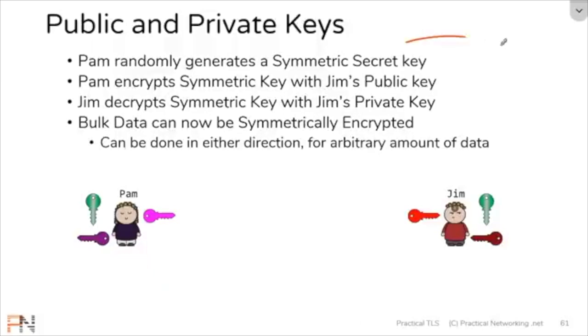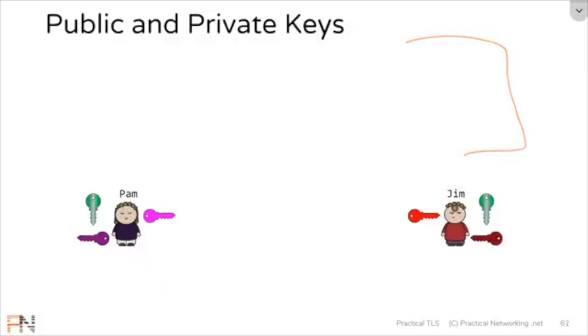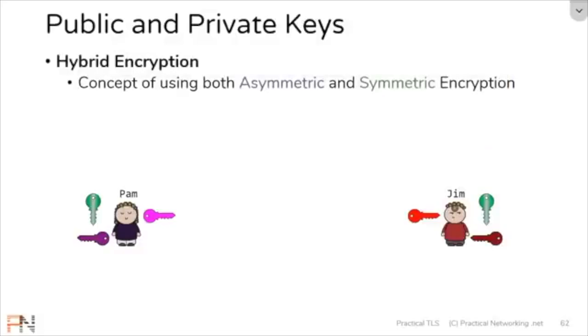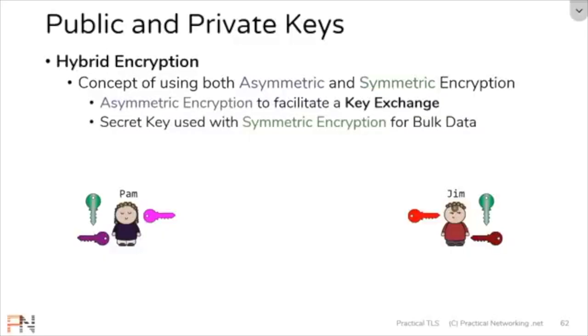This concept that we just discussed is referred to as hybrid encryption. Hybrid encryption is the idea of using both asymmetric encryption and symmetric encryption. Now you're using both of those at different points, so it's not like you're both symmetrically and asymmetrically encrypting the same content. You're using asymmetric encryption to facilitate a key exchange, and then with this key, you're then using symmetric encryption to protect bulk data.